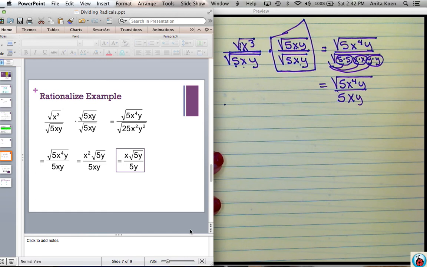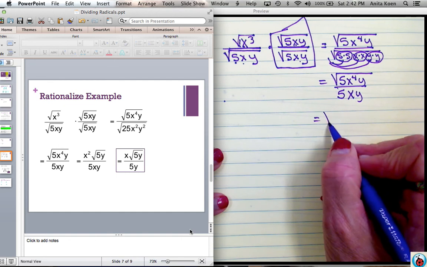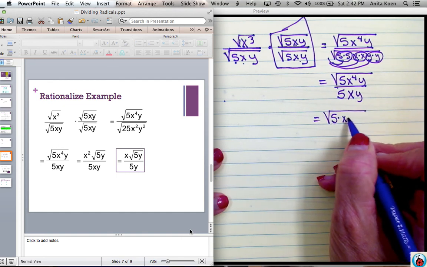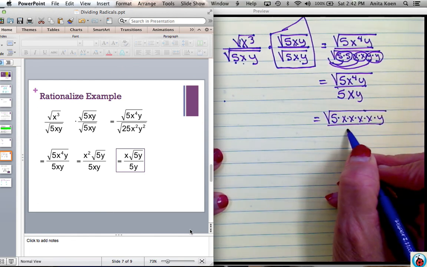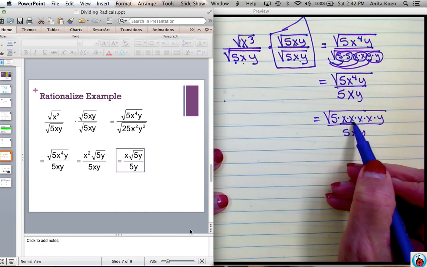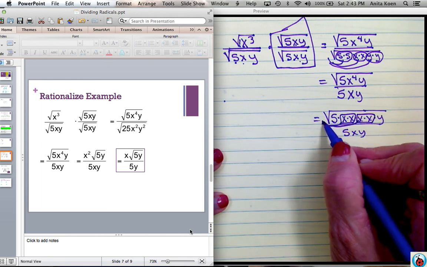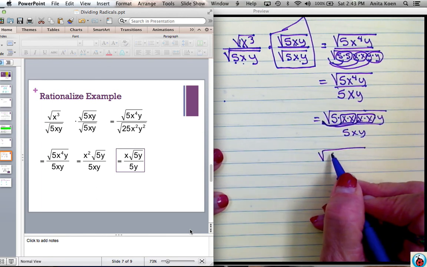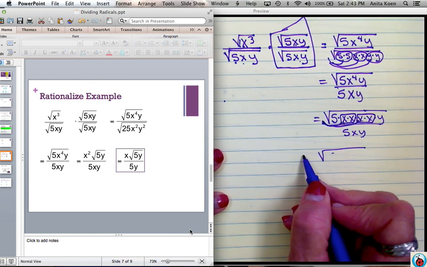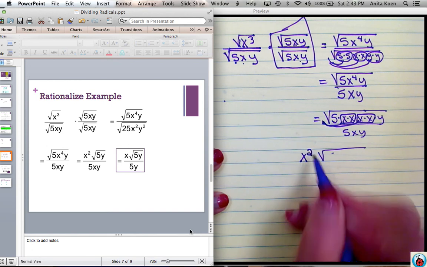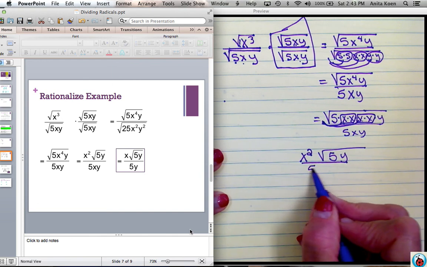Now, what about the numerator? Can I simplify the numerator any at all? Well, I think certainly that I can, because I have 5 and 4 x's and 1 y. So what comes out of the top? Well, here's two x's that get to come out as 1, and here's two more x's that get to come out as 1. So what I have is this x on the outside, a second x on the outside, so that's x squared, and a 5y left on the inside. And then this is 5xy.